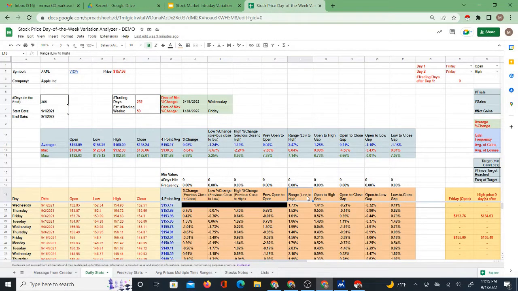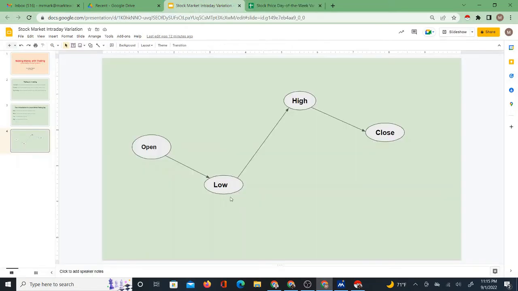So the range, which is the low to high, is the distance between the prices, or how far apart the low price of the day is compared to the high price of the day, right? So if this was $1 and this is $1.50, they're 50 cents apart, right? But actually, it's calculated as a percentage.